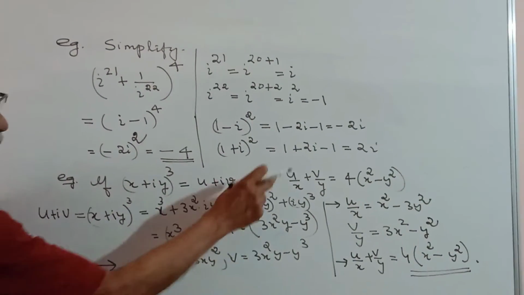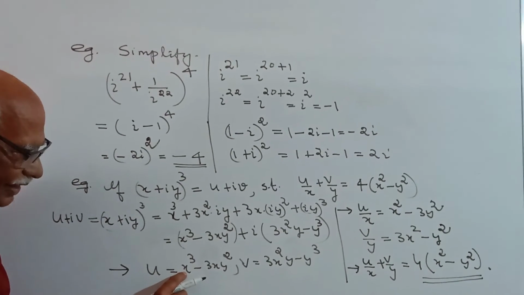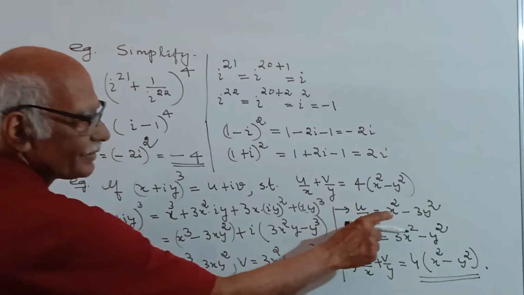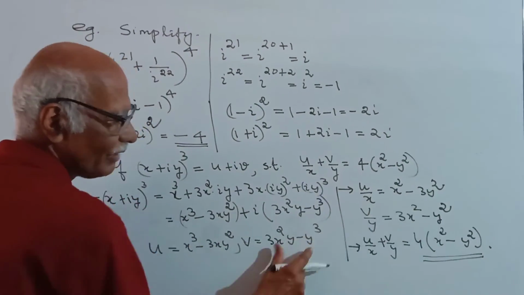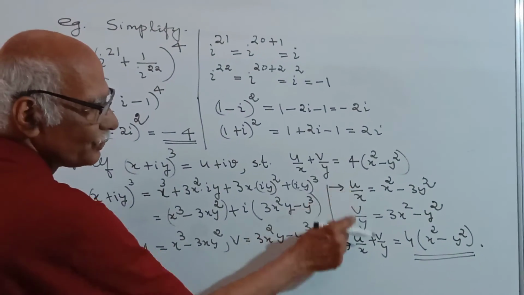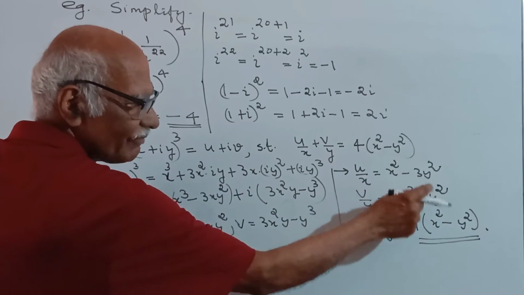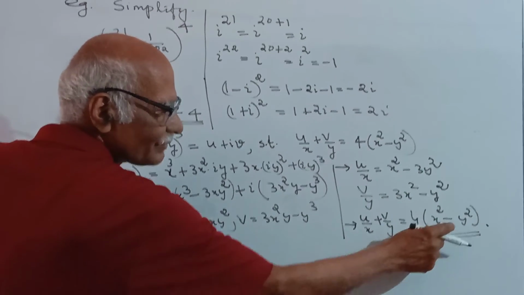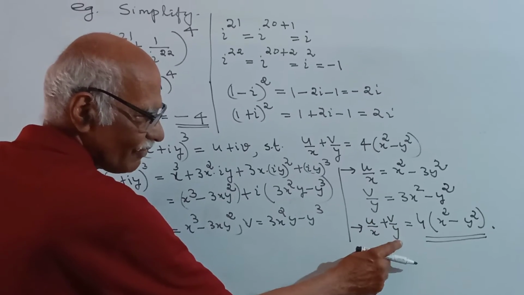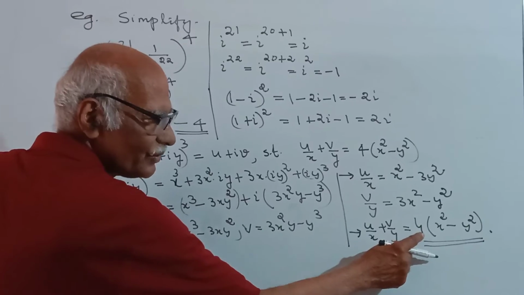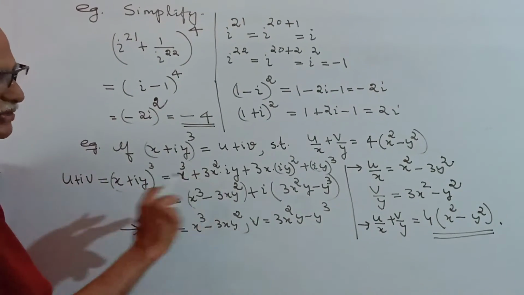So the problem is u divided by x. So you have to divide by x. When you divide by x, it becomes x squared minus 3y squared. And when you divide v by y, it becomes 3x squared minus y squared. And when you add these two, x squared plus 3x squared is 4x squared, minus 3y squared minus y squared is minus 4y squared. So net effect, u by x plus v by y is 4 into (x squared minus y squared). So try to analyze questions like this.